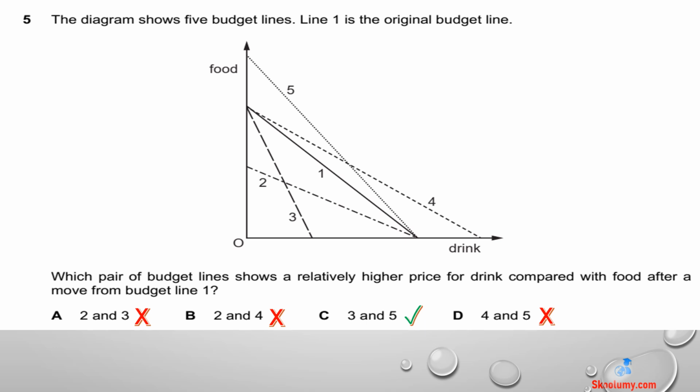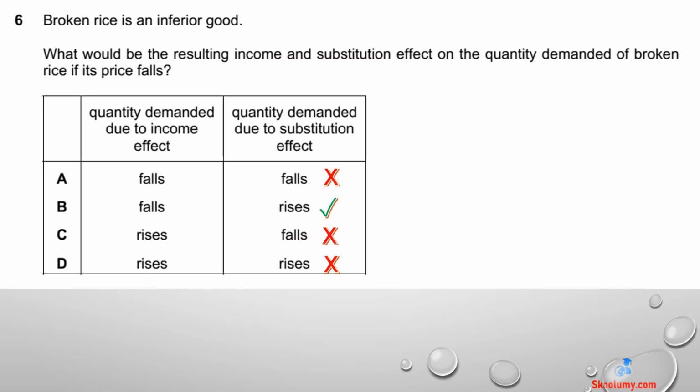The movement from 1 to 2 means food has become more expensive compared to drink, leading to buying less of food. The movement from 1 to 4 means more quantity of drink is bought because it has become cheaper. Question 6. Broken rice is an inferior good. What would be the resulting income and substitution effect on the quantity demanded of broken rice if its price falls? B is the correct option.